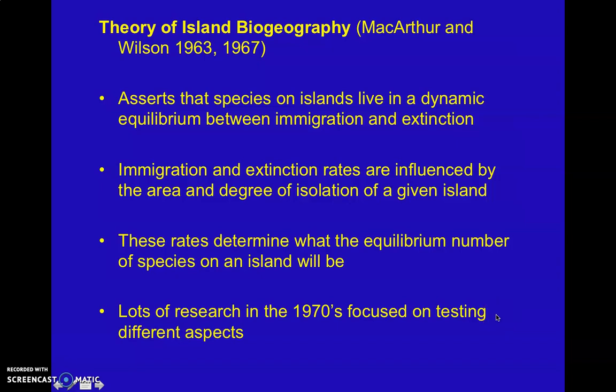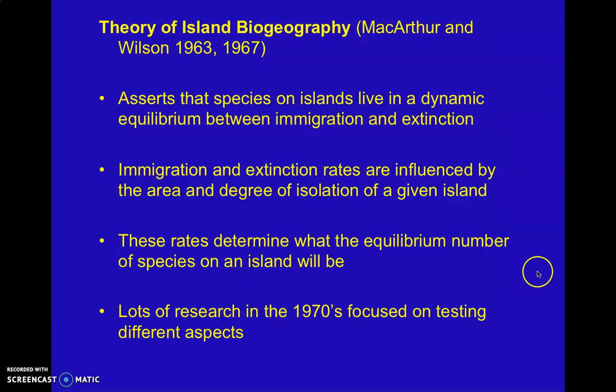So the theory of island biogeography really hinges on the idea that there are two major processes that shape ultimately the number of species that are going to be on an island. The number of species is going to be sort of set by these processes, but the identity of those species, what species are going to be there, could change over time.